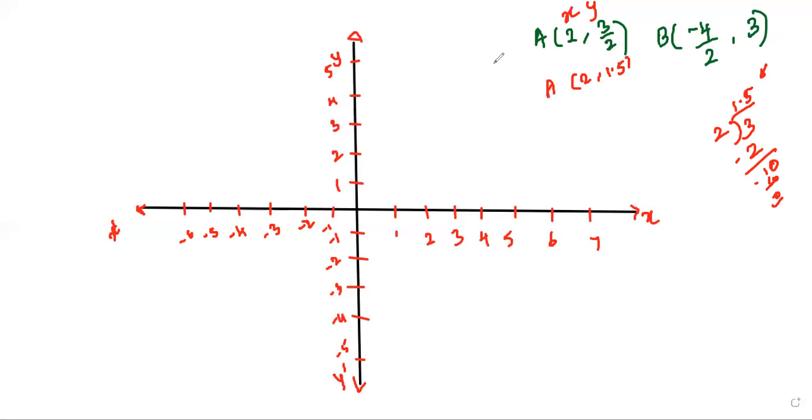So 2 comma 1.5 means 2 in the x-axis and 1.5 in the y-axis. What do you mean by 1.5? It's somewhere between 1 and 2. So you just take the midpoint between 1 and 2. Assume this is 1.5. So mark this as A, 2 comma 3 by 2. Do you understand?